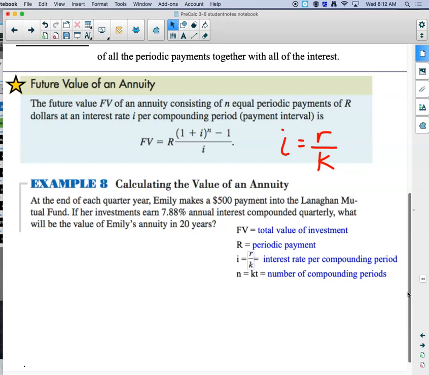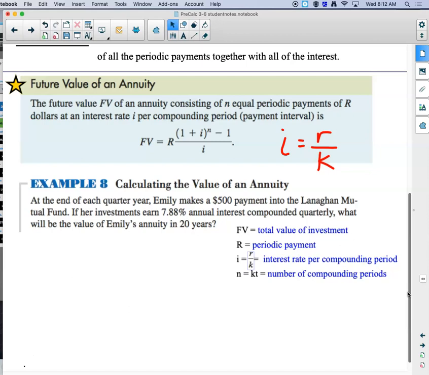And we have this big R piece right here. And like it says, we've got N equal periodic payments of R dollars. So that would be Sarah's $500 that's going in there. And that's how we would calculate that future value. So calculating the value of an annuity is what we want to do. We want to use that formula and figure out, where do all these numbers go, and then how do I get this punched in so that I get the right answer.